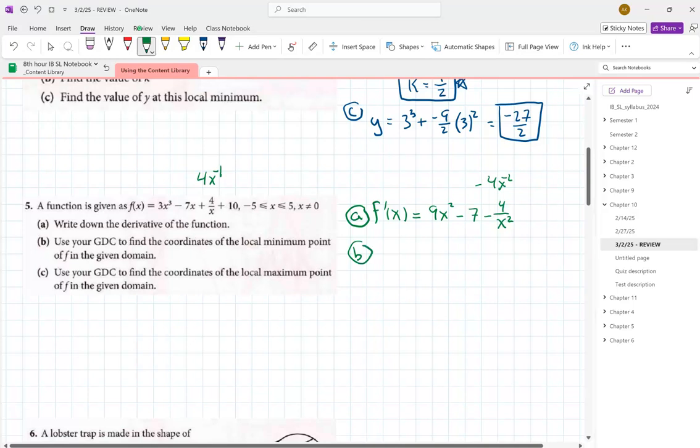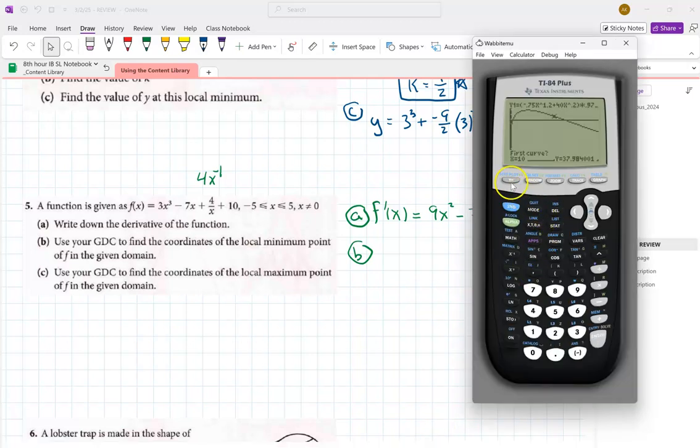Use your GDC to write down the coordinates of the local minimum point of f in the given domain. How am I going to do that? I'm literally just going to graph the thing on my calculator and set the window from -5 to 5. Now I might have to monkey with the y's to make sure that I can see it. So I could do it this way. And then I don't know what to expect here, I'll just write down -10 to 10.